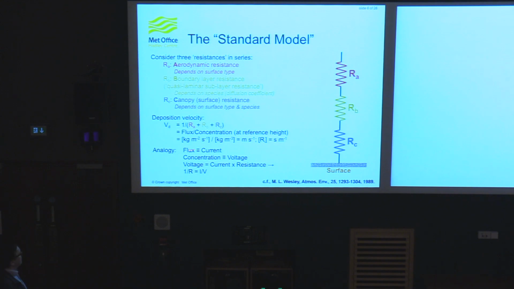And then you can, just like you would formulate the problem for an electrical circuit, you can formulate the deposition velocity as the inverse sum over the individual resistances. And then each of these resistances, well, especially the surface resistance, is actually a sum of individual terms, but we're going to come back to that later.